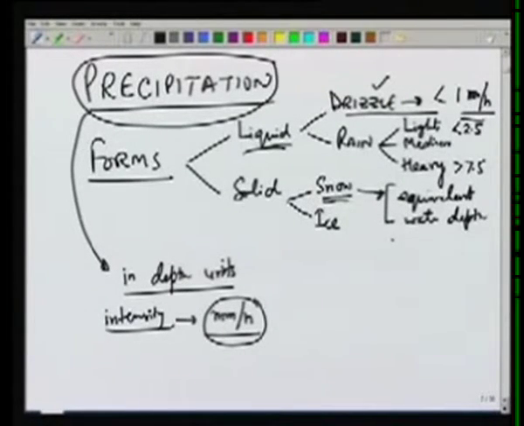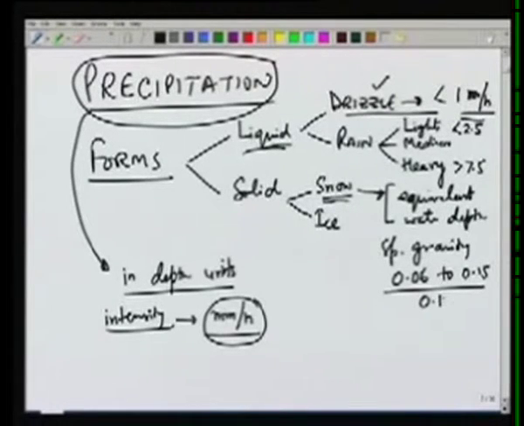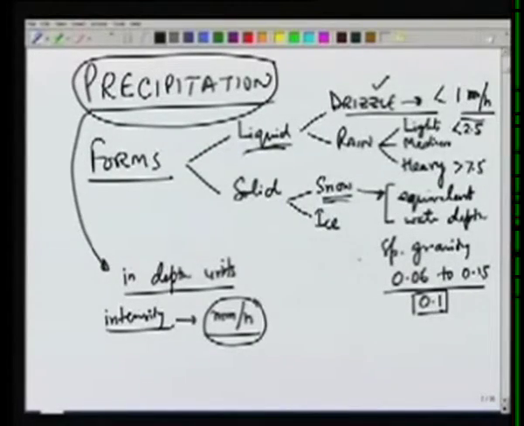The specific gravity of snow is typically about 0.06 to 0.15, and the general value which is taken is 0.1. What it means is that if 1 centimeter of snow falls, it will be equivalent to 1 millimeter of water depth. So typically they will be measured in terms of the equivalent water depths, and the measurement devices for snow would be different because the depth is very high for the same amount of precipitation.